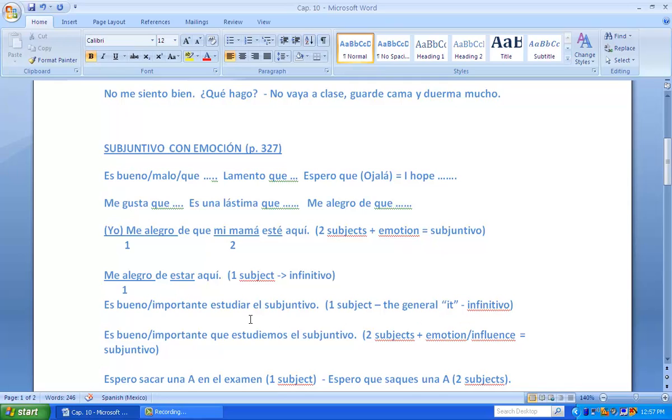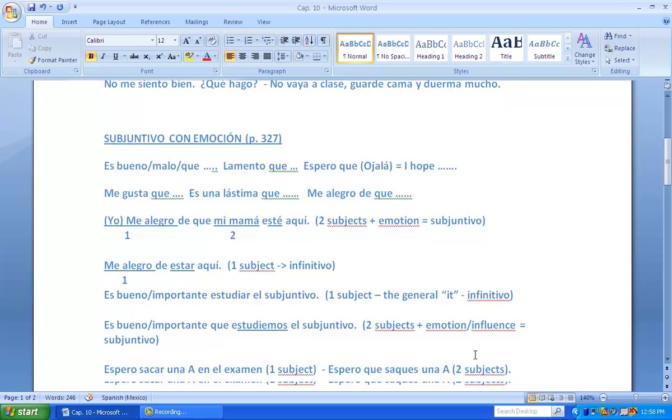So we use the infinitive. Estudiar. Es bueno estudiar. It's good to study. But if I need two subjects, I want to say it's good that you study the subjunctive, or it's good that we study the subjunctive. And then I said to stick in the que and put the verb into the subjunctive. Es bueno que estudiemos el subjuntivo. O es importante que estudiemos el subjuntivo. It is good that we study: two subjects plus the emotion equals the subjunctive.